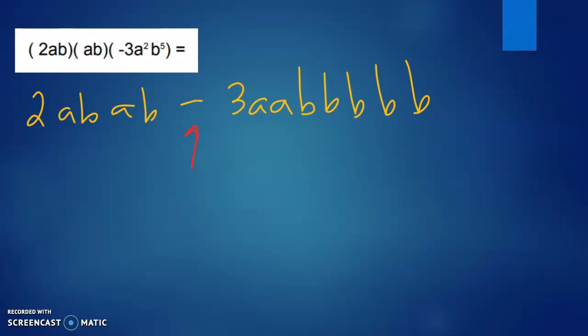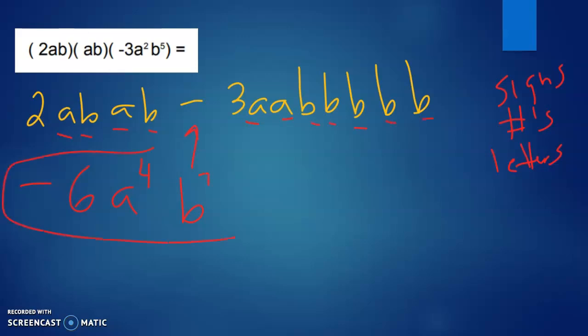So, again, we do signs, numbers, letters. I have one negative, so it's going to stay negative. 2 times 3 is 6. A, I have 1, I have 2, I have 3, I have 4, a to the fourth. I have b's, I have 1, 2, 3, 4, 5, 6, 7, b to the 7th. And so that would be your final answer.